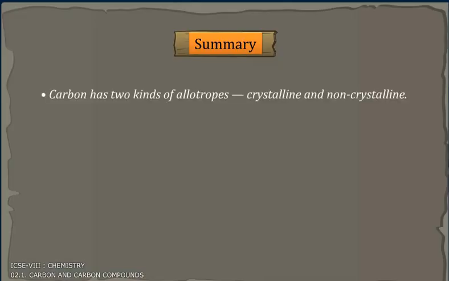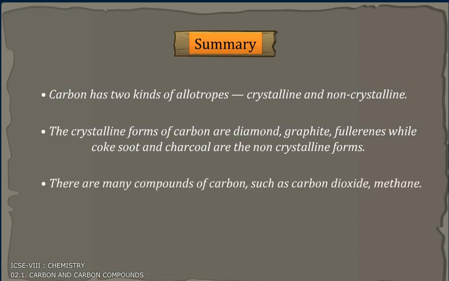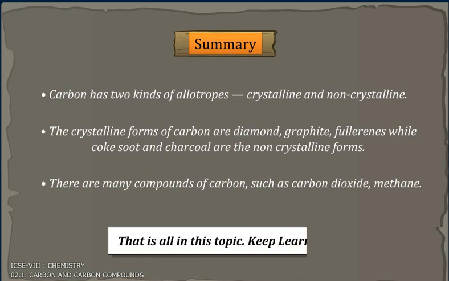Summary. Carbon has 2 kinds of allotropes, that is, crystalline and non-crystalline. The crystalline forms of carbon are diamond, graphite, and fullerenes, while coke, soot, and charcoal are non-crystalline forms. There are many compounds of carbon such as carbon dioxide and methane. So, that is all in this topic, students. Keep learning!